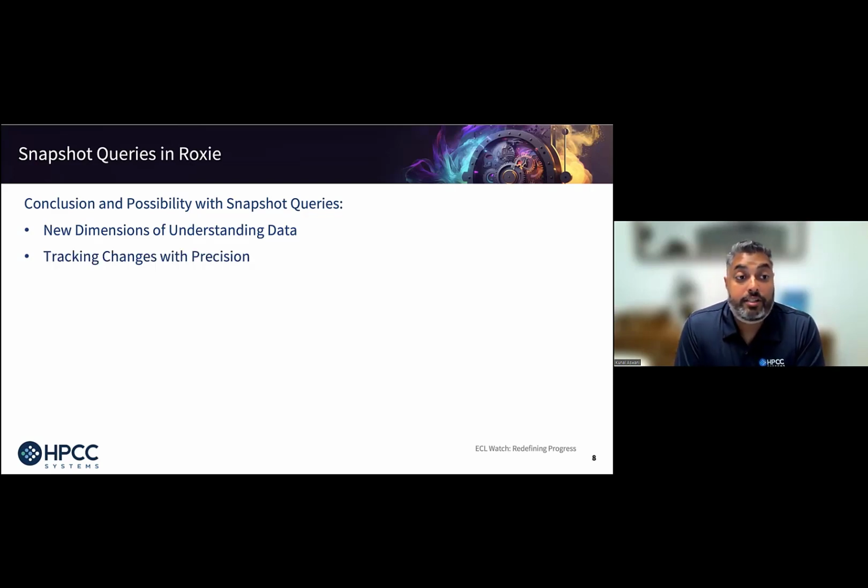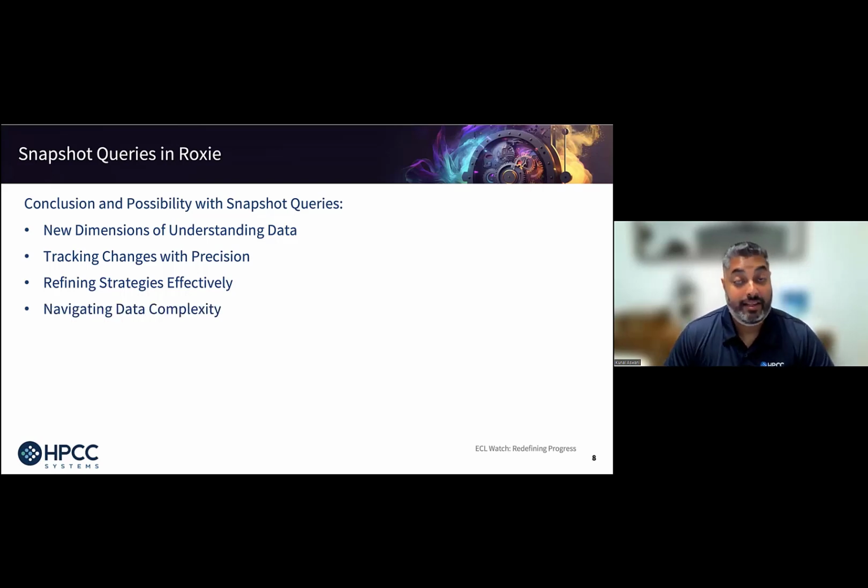We're able to track changes with precision. The precision offered by snapshot queries revolutionizes our ability to track changes. We no longer skim the surface. Instead, we dive deep into the intricacies of transformation over time. Refining strategies effectively. As we harness historical data, we gain a powerful tool for refining strategies. Past successes and setbacks guide us toward optimizing our approach for more effective outcomes.